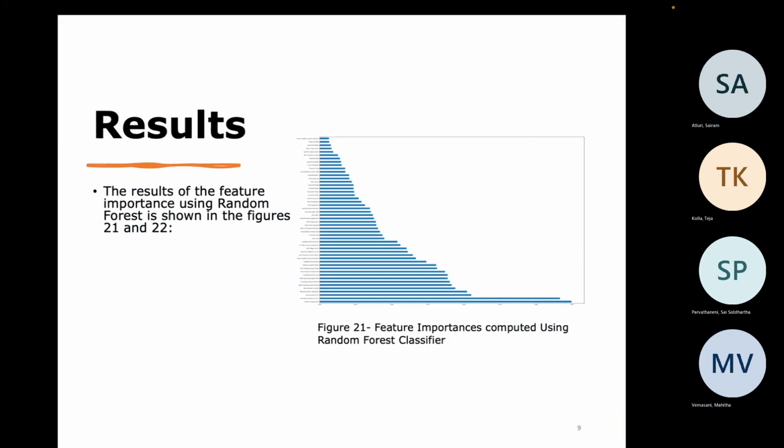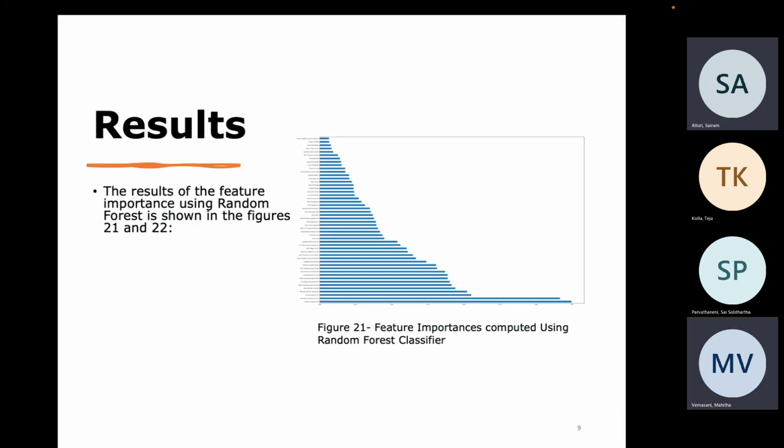Results. The results of the feature importance using random forest are shown in figures 21 and 22. Coming to figure 21, in this figure, the feature importance computed using random forest classifier is shown.